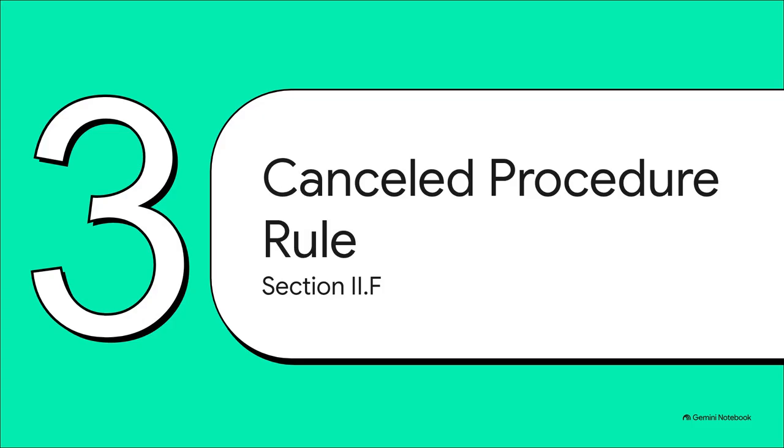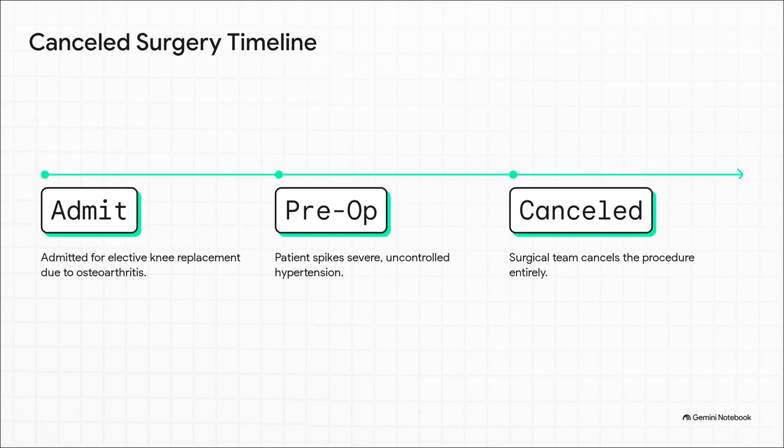Okay, let's tackle a notoriously tricky one, the canceled procedure rule. Let's put these rules to the ultimate real-world test, because this is a classic area where auditors just love to hunt for mistakes. Imagine an operating room timeline. A patient comes in for an elective total knee replacement due to severe osteoarthritis. But suddenly, out of nowhere, they spike severe uncontrolled hypertension in pre-op. It's so bad it forces the surgical team to cancel the procedure entirely. So what on earth is your principal diagnosis?